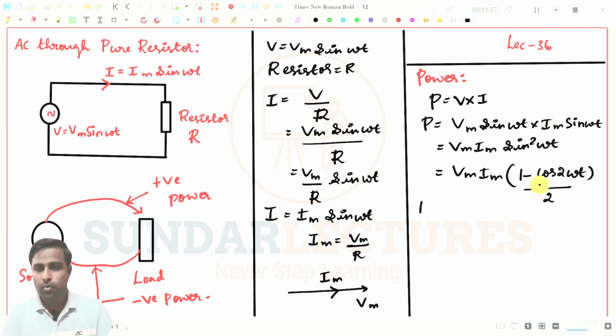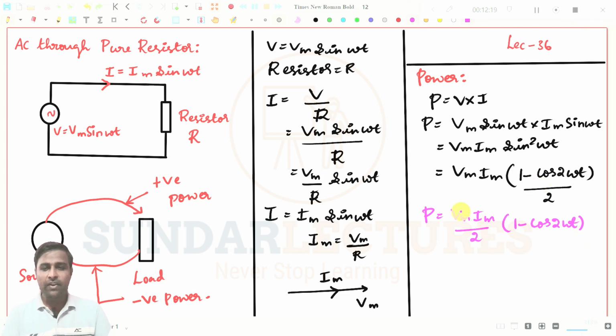So now what I can do? P is equal to Vm Im by 2, this value will be 1 minus cos 2 omega t. This is the final power value.